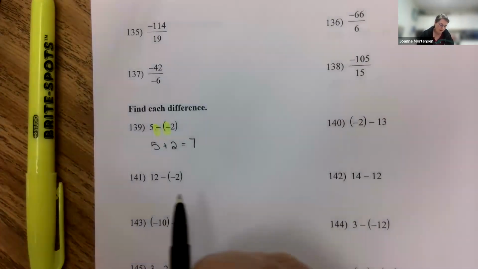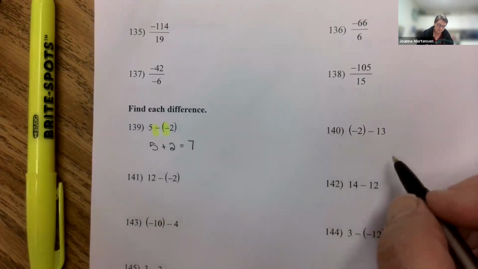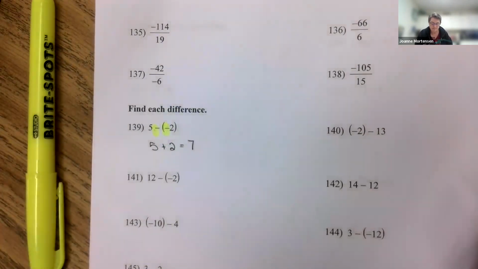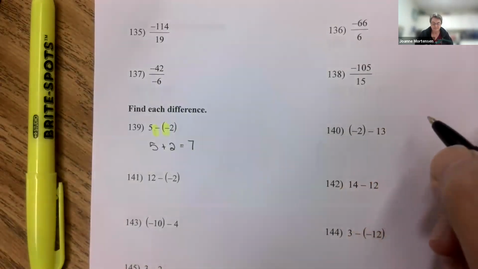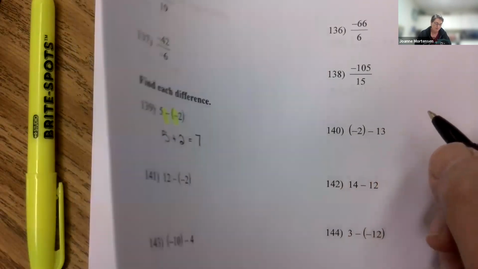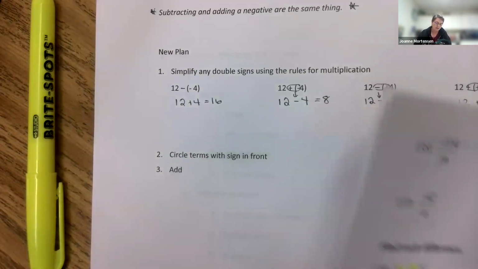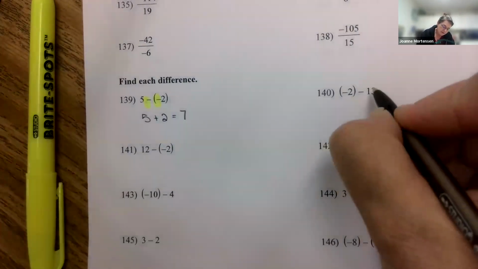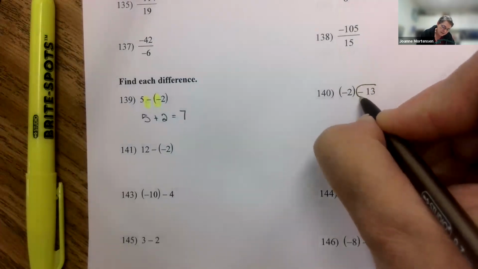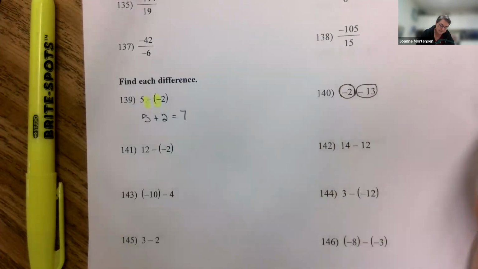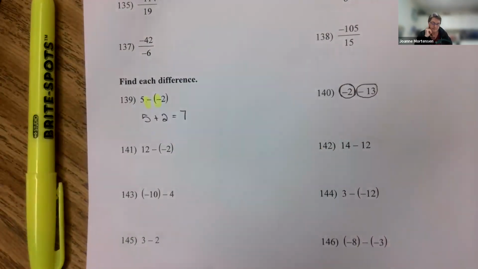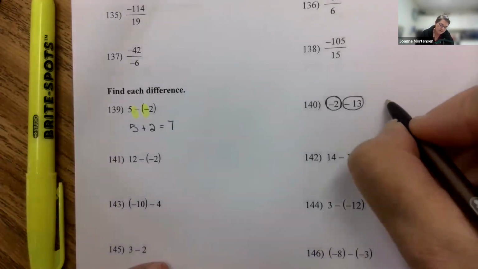Okay. Oh, here's a good one. This doesn't even have a double negative sign. All right, so my rule set: circle the terms with a sign in front. So I'm just going to think this is one term and this is my other term. And now I'm going to use the rules for adding.